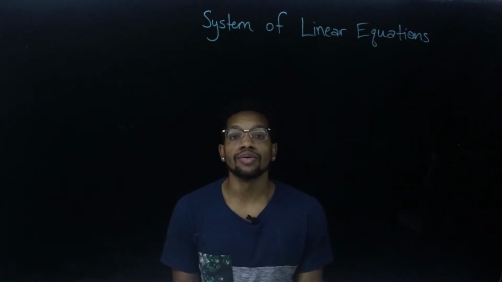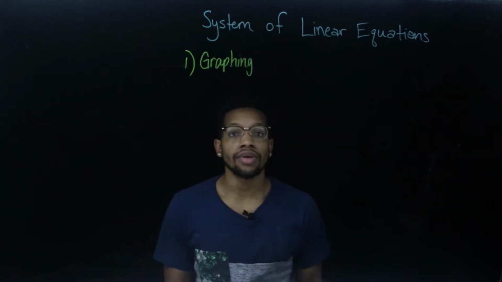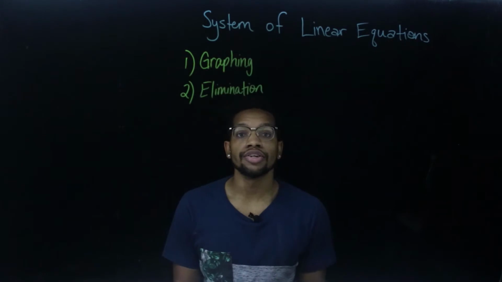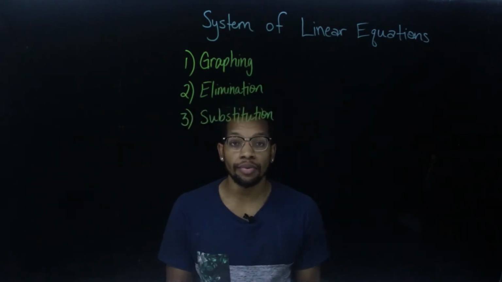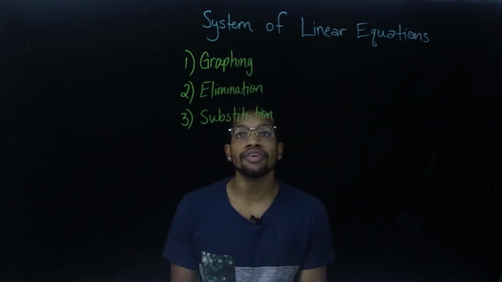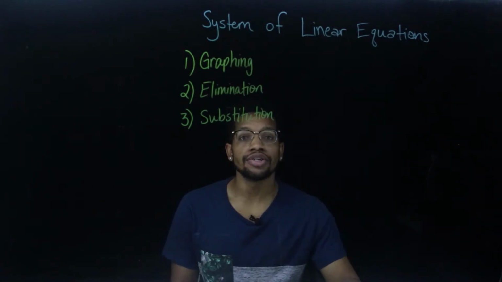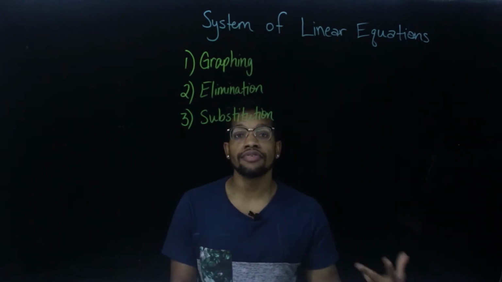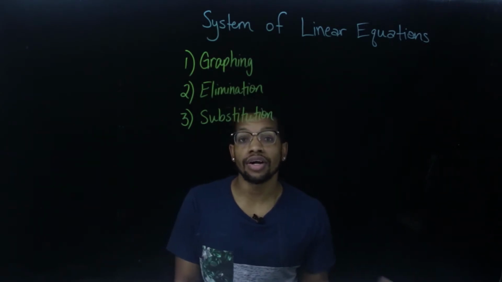All right, so let's talk about how to solve these things. There's 3 main ways to do it: graphing, elimination, and lastly, substitution. These are the 3 main ways in which you can solve systems of equations. The first one, graphing, I don't really want to get into too much because literally all you're doing is taking 2 equations, graphing them, and seeing where they intersect, if they even intersect at all. And I'll talk about that too.